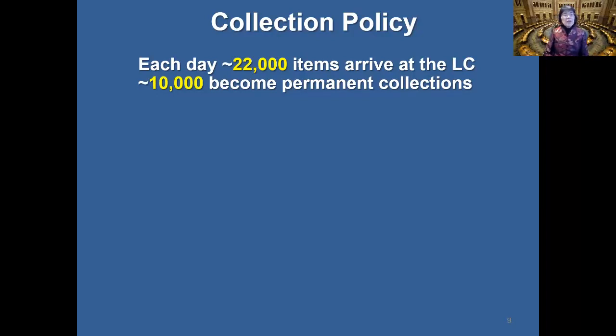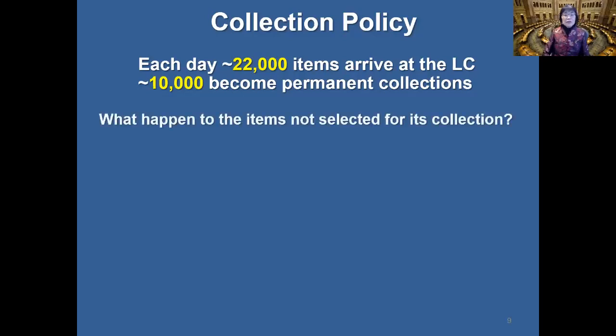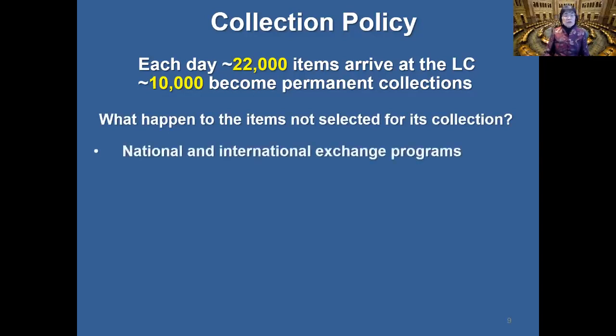So almost half, or a little bit less than half, will become permanent collection. You might say, wait a minute, where do the other items go? So they have many places, they never waste them. First, we talk about those exchange programs. Foreign governments or domestic organizations gave things to the library. Sometimes they will give them back in return if they think it's more appropriate for them to have.